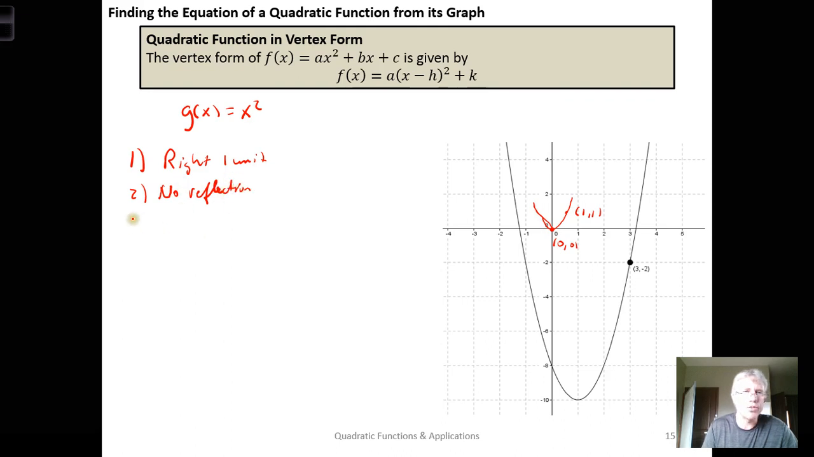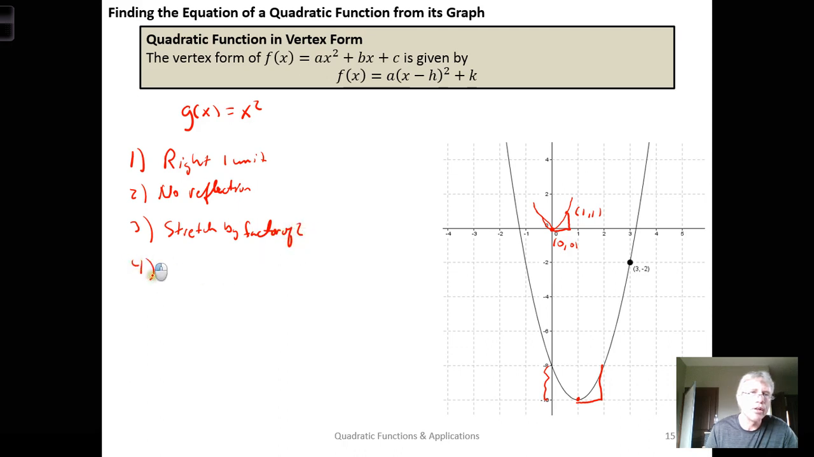And we can think about stretch. Is there any stretch going on? And so usually the squaring function goes over 1 up 1, but we can see here it goes over 1 up 2 because there's a factor of 2 between points on the vertical axis. So it looks like we have a stretch by a factor of 2.